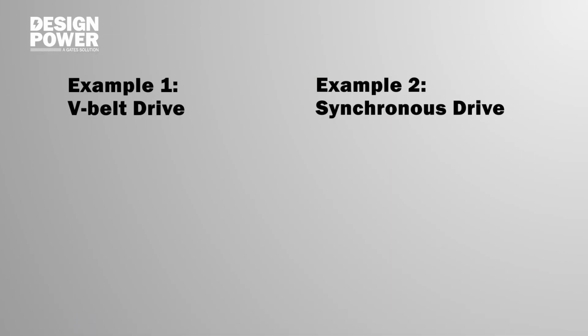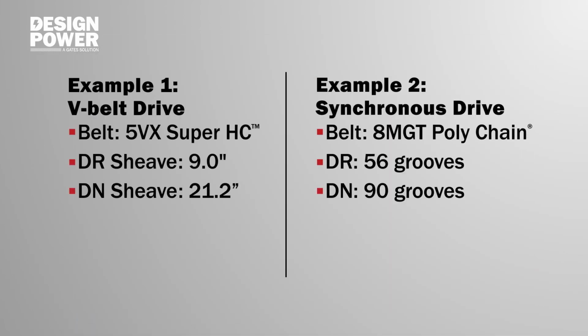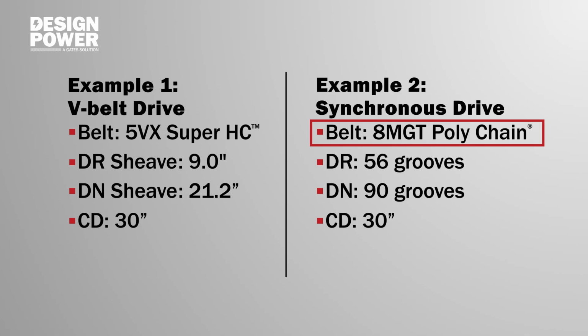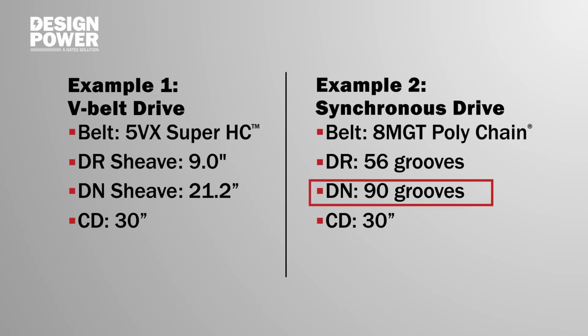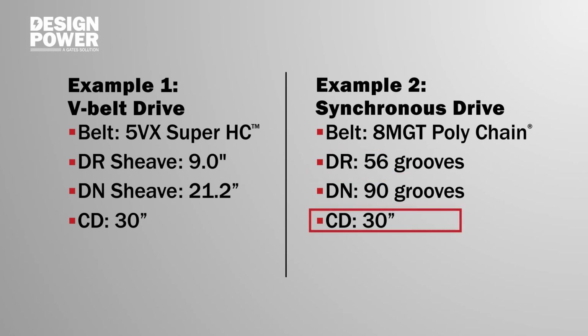Let's do one more, this time with a synchronous belt drive. We have gathered our drive details already, and we are looking at a drive with an 8MGT Poly Chain belt. The driver sprocket is 56 grooves, the driven sprocket is 90 grooves, and the center distance is the same at 30 inches.